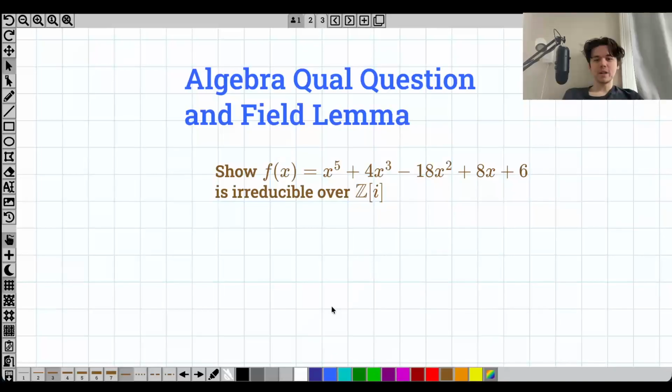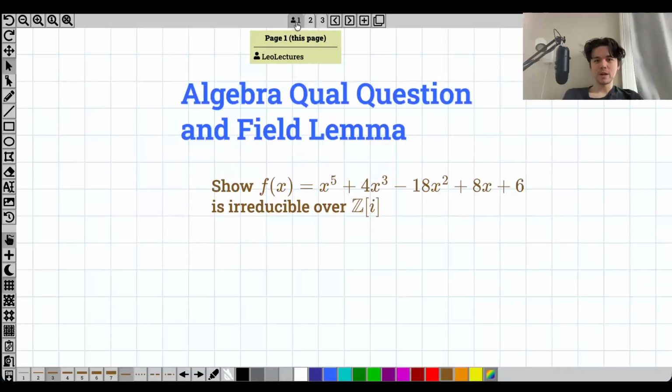So I heard this morning, this Algebra Qual question, and I was trying to help, but I don't think my method works. I realized a critical flaw in it. But somebody else in the chat gave a really neat proof, and I realized the neat proof gives actually a pretty clever lemma that you could just use. So I thought I'd make this video.